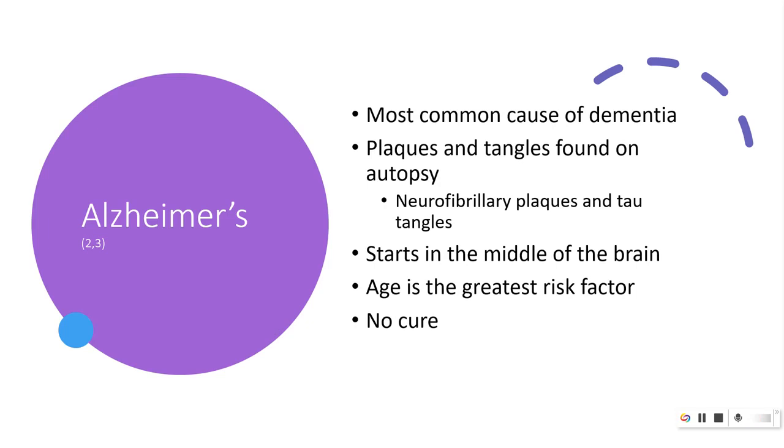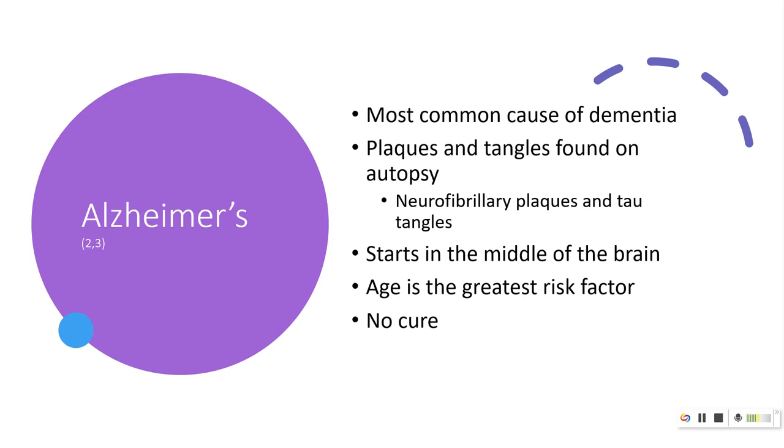So starting with Alzheimer's disease, which is the most common cause of dementia. Researchers have identified that there are plaques in the brain, known as beta amyloid or neurofibrillary plaques. Beta amyloid is a protein that forms sticky plaques in the brain and forms tau tangles, which cause brain cells to die. These plaques and tangles can be seen on an autopsy.